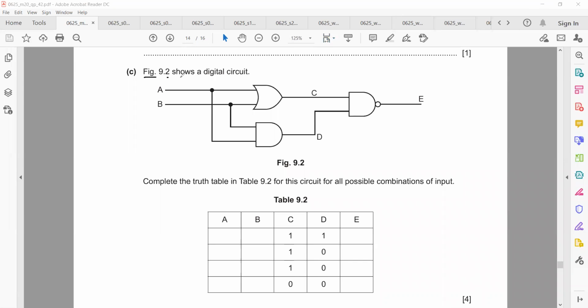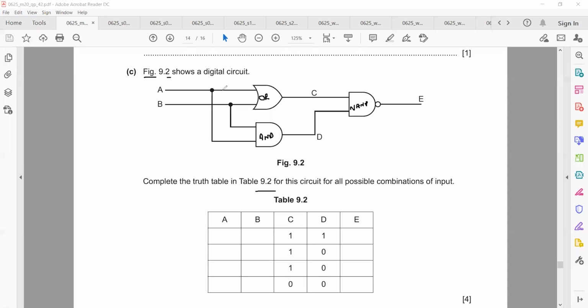Figure 9.2 shows a digital circuit. Complete the truth table in Table 9.2 for the circuit for all possible combinations of the inputs. So this is an OR gate. This one is an AND gate. And this one is a NAND gate.